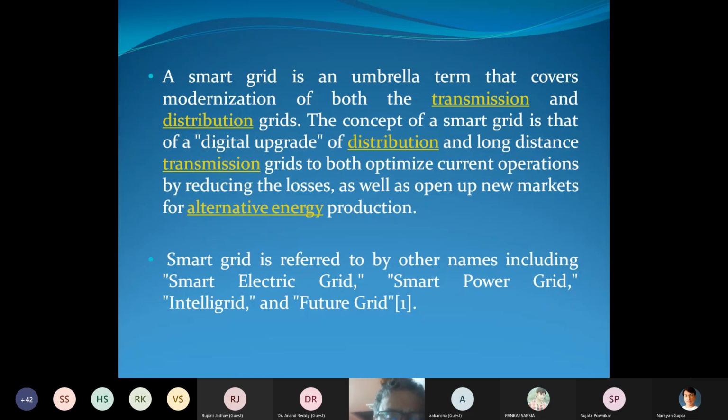A smart grid is an umbrella term that covers modernization of both the transmission and distribution grids. The best book in distribution is, please note down, Tonen Gonen. Indian book is by Pabla. Pabla is an engineer in Punjab Electricity Board. Very few engineers in India have written books. In foreign countries, so many. Kirchmer was an engineer. Stevenson was a professor, of course, but Kimbark was an engineer. He was in GE, General Electric.